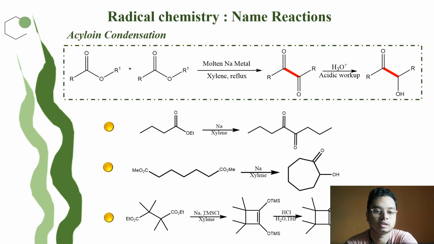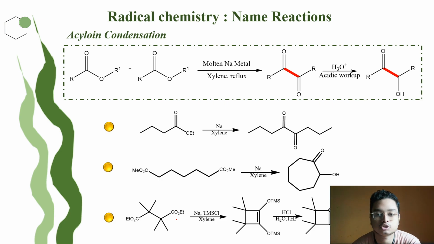Okay, now let's talk about another very important reaction from the exam point of view, called the Acyloin condensation. Acyloin condensation is observed between two ester compounds in the presence of sodium metal and xylene as a solvent to generate a 1,2-diketo compound, or after acidic workup, we can say a 1-hydroxy carbonyl compound is generated by this Acyloin condensation.